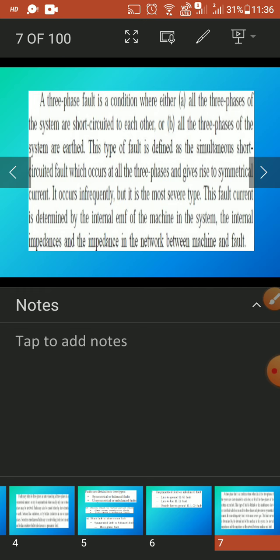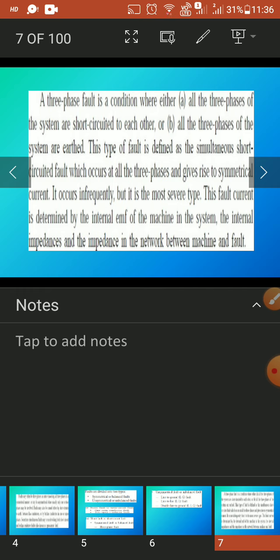So a three-phase fault is a condition where all the three phases of the system are short circuited to each other, or all the three phases of the system are earthed. So this type of fault is defined as a simultaneous short circuit fault, which occurs at all the three phases and gives rise to symmetrical current. It occurs infrequently, but it is the most severe type.